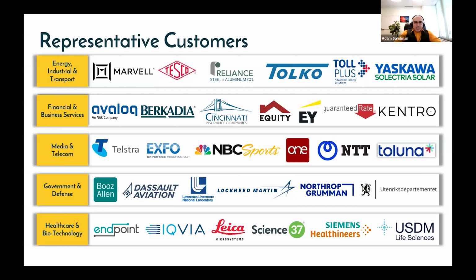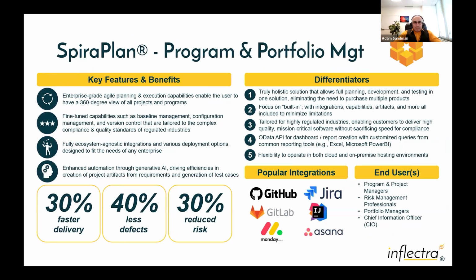So when we work with these customers, we want to figure out how we can get the best advantages of AI so we can get the productivity benefits, but make it safe for customers that work in these kinds of industries. Before we get into the AI portion, just to quickly recap, Spira Plan, which is the first tool I'll be showing, is a lifecycle management system. People using Spira Plan get 30% faster delivery than using other tools, 40% less defects, and 30% less risk. And that's before we have AI. And then we integrate with all the popular platforms, GitHub, GitLab, Jira, IntelliJ, Azure DevOps, you name it. We've got integrations for it as well.